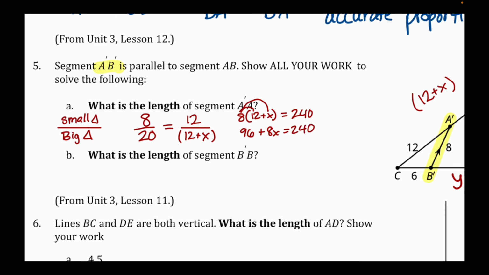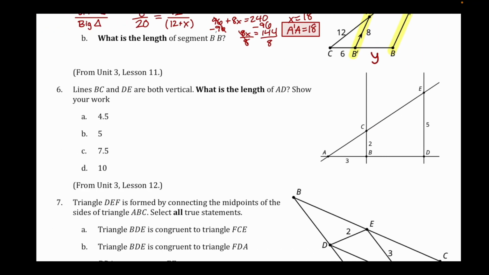From there, we only have 2 steps. We're going to subtract 96 from both sides, and that leaves us with 8x equals 240 minus 96 is 144. And then we're going to divide both sides by 8. When we divide that by 8, we would get x equals 18, or basically A prime A is 18, since I gave it a variable as a name.